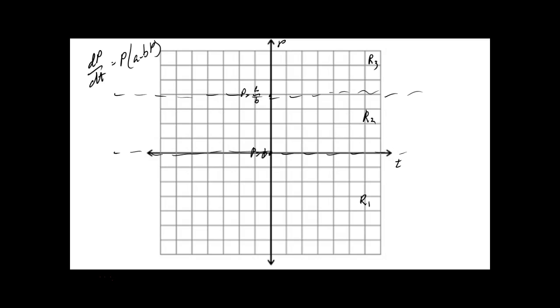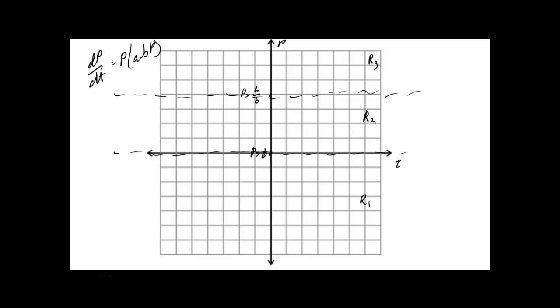In R1, negative infinity is less than P is less than 0, so you know you're somewhere in there. R2, 0 is less than P is less than a over b, you know you're in there, and R3, so that's pretty obvious, it's P greater than a over b, less than infinity. T is going anywhere from minus infinity to positive infinity. The phase portrait that we saw before, no, this is 7, is decreasing in R1, and that's what they told us it was.